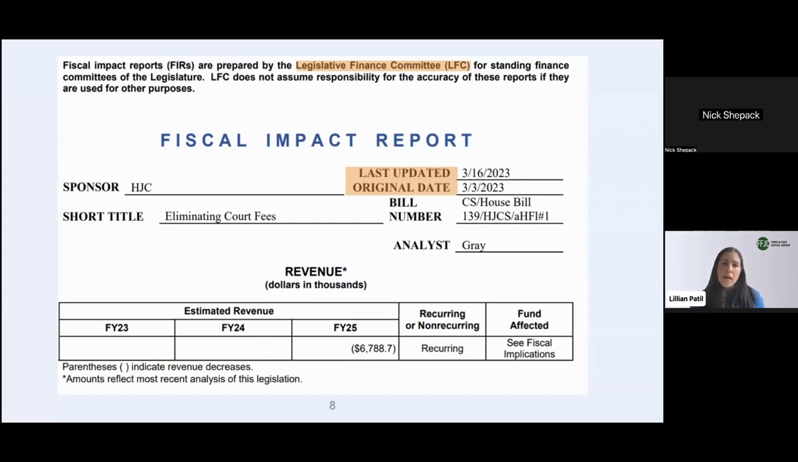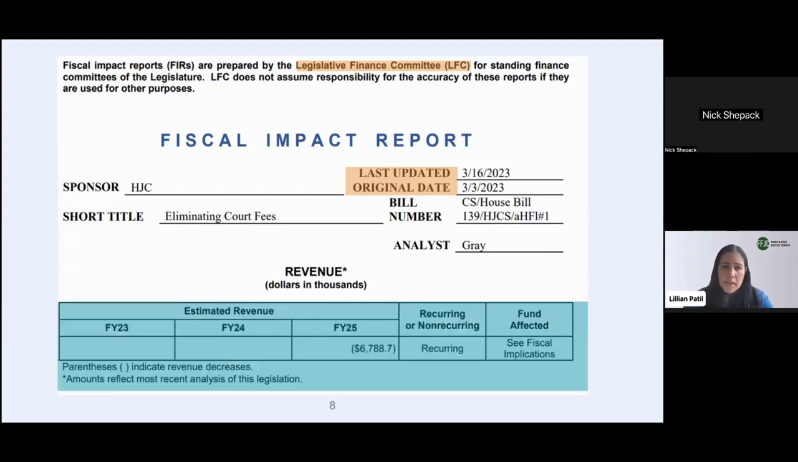I'm also happy to see that for date of publication, there's an original date of March 3rd, and then another updated date of March 16th. That tells me that as the bill is going through the legislature and getting amendments added to it, the fiscal note is in turn being updated. And so I don't have to worry about doing manual adjustments of going back to the bill and asking what's not in the fiscal note that's now in the bill, et cetera.